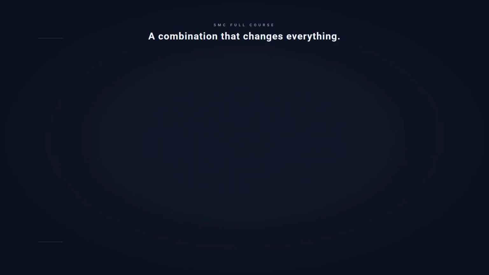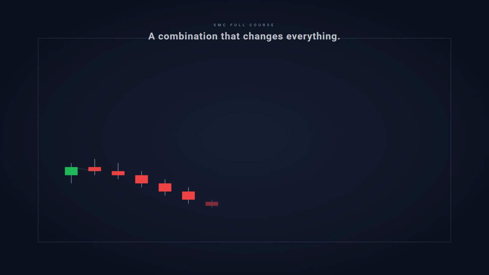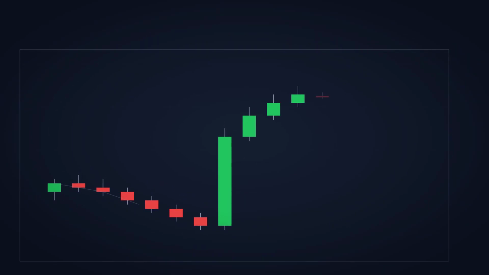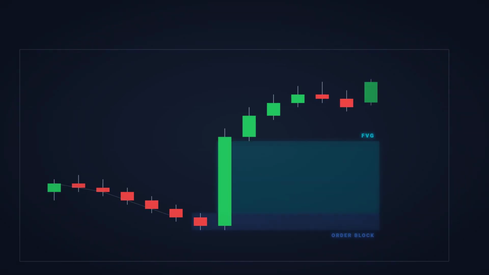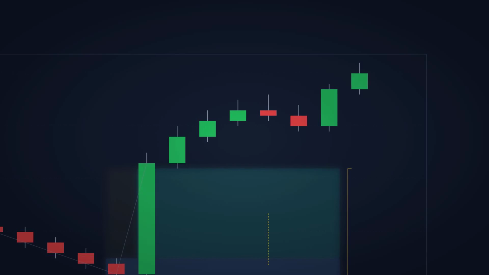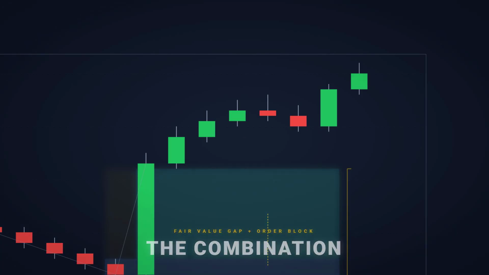There is a combination in smart money trading that, once you truly understand it, changes the way you see every chart you'll ever look at. Not because it's complicated, but because when these two things appear together, when a fair value gap and an order block align at the same location, on the same time frame, in the same direction as the higher time frame narrative, the market tends to react at that zone with a precision and a consistency that almost nothing else in technical analysis can match. That combination is what this entire video is about.